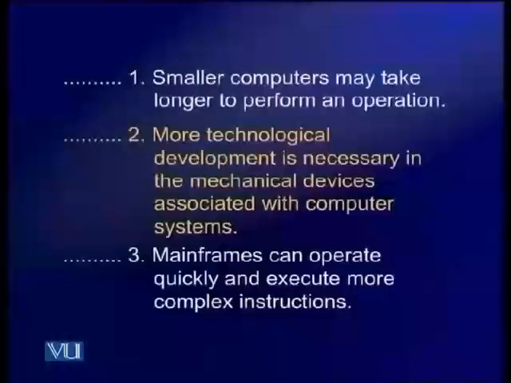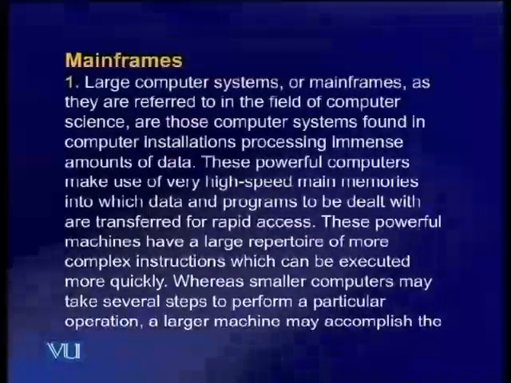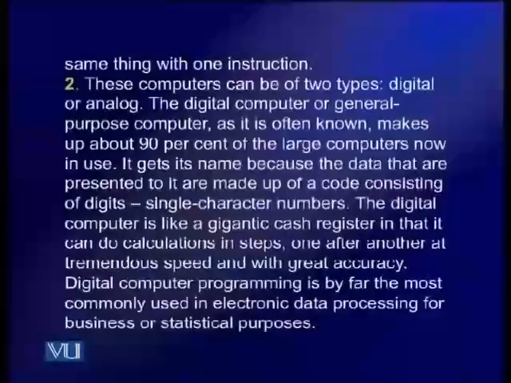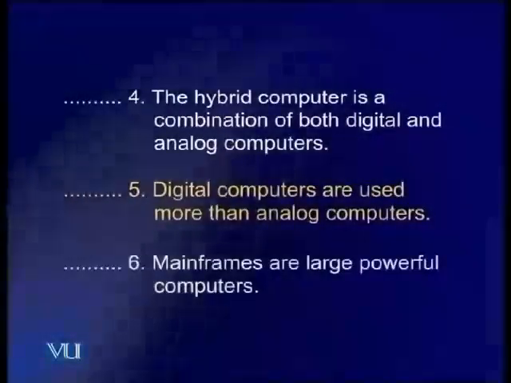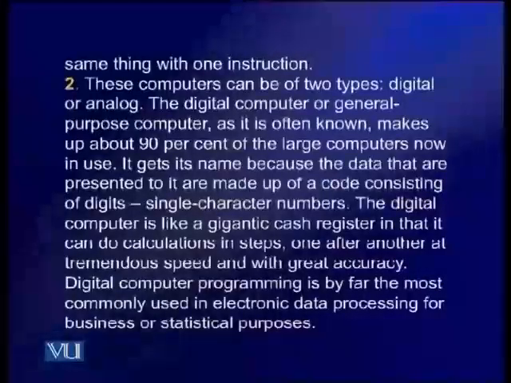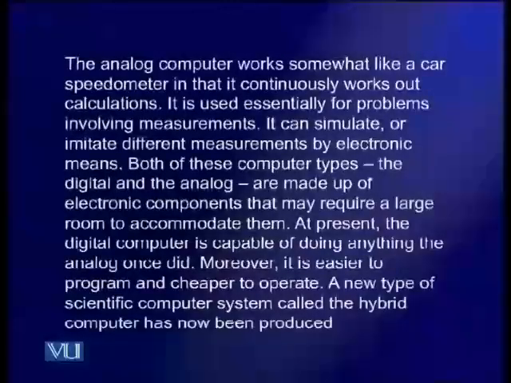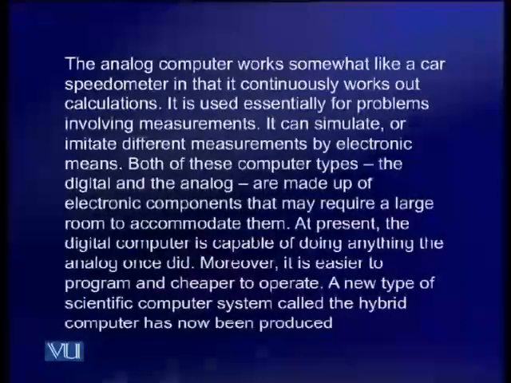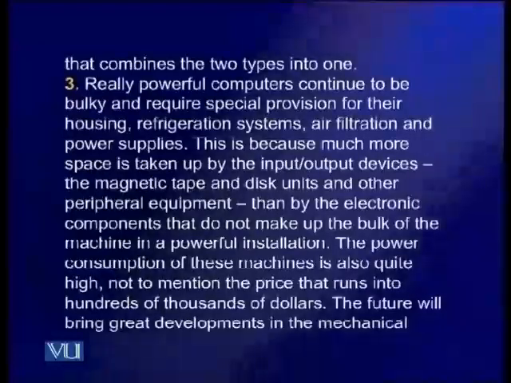Statement number 3. Mainframes can operate quickly and execute more complex instructions. This information is to be found in paragraph 1. So it shouldn't be difficult for you to locate that information. Statement number 4. The hybrid computer is a combination of both digital and analog computers. And the information is in paragraph 2. Found it?